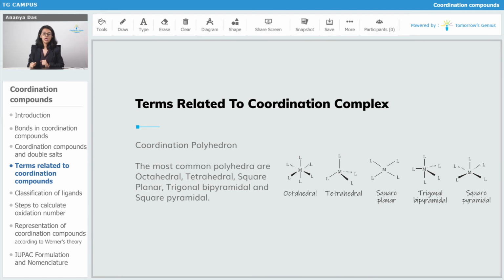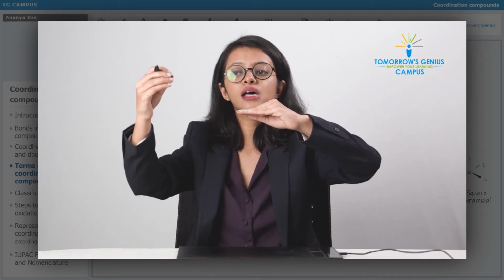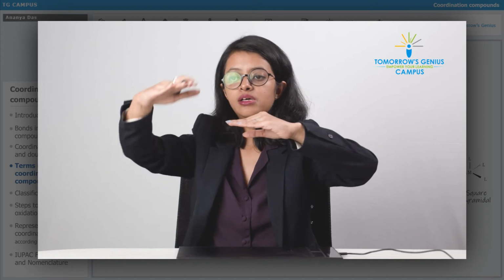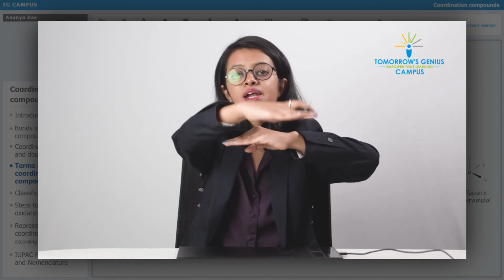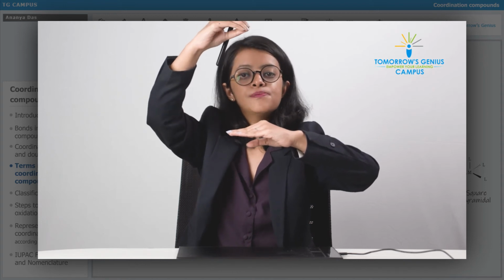When we talk about square pyramidal, the ligands that you see drawn in wedge as well as dash all lie in the same plane, whereas this ligand which is drawn by a single normal line lies above the plane. So the metal atom is here and the 4 ligands are on the same plane, here, here, here and here. And the 5th ligand is present above the plane here.